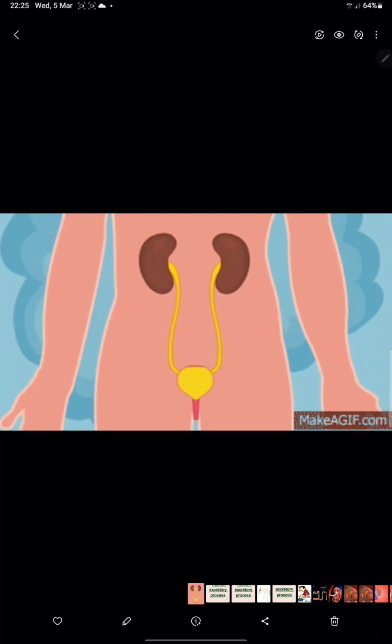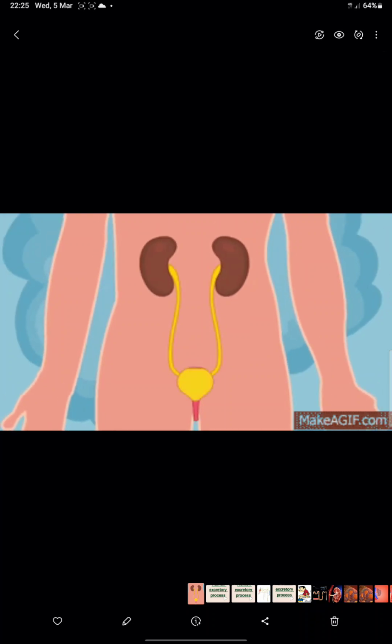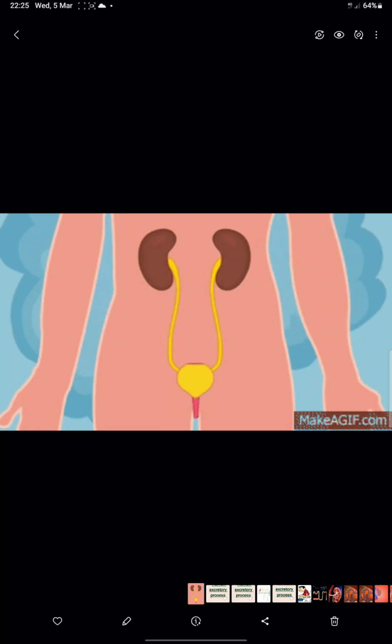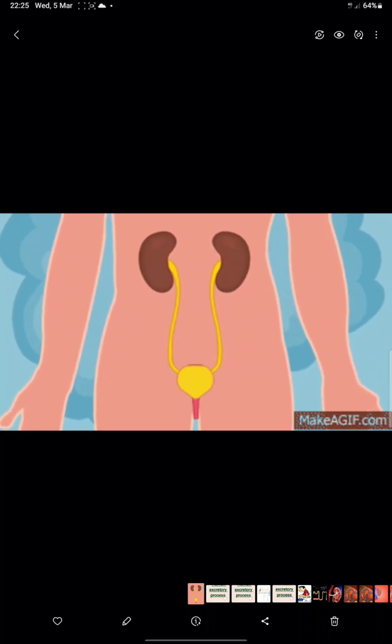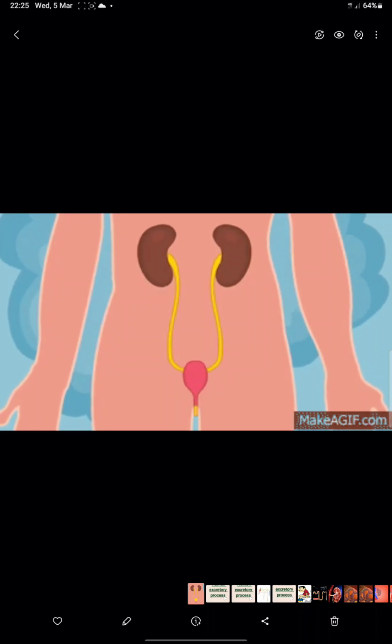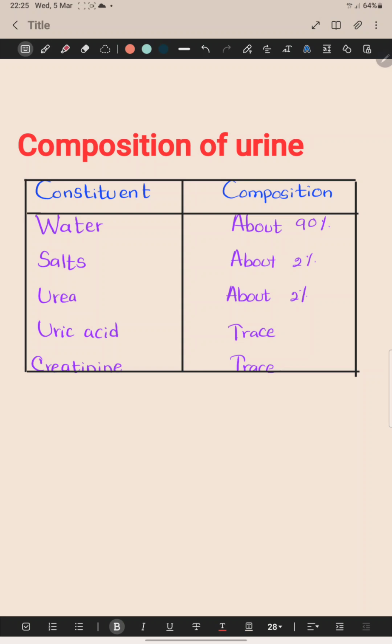At the end of production of urine, this urine passes through the ureter to be stored inside the bladder temporarily. This urine consists of several constituents, majorly water, about 90%, and salt, urea, uric acid and creatinine are present in urine.